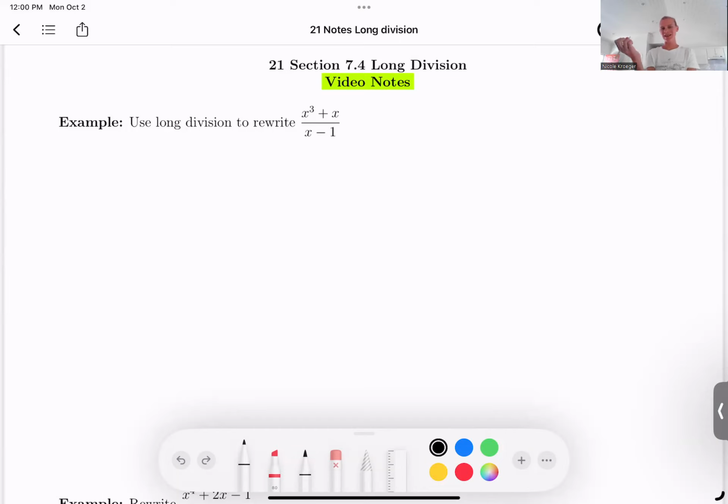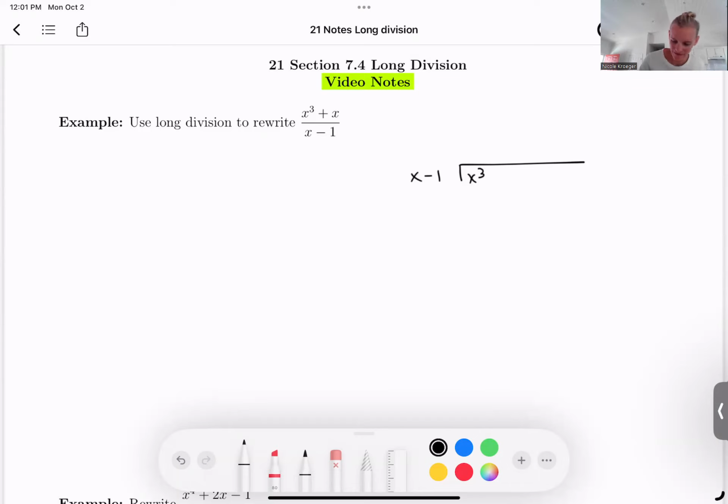Long division works like long division worked in elementary school, or if you've done long division of polynomials, hopefully in a pre-calculus class, then this is going to work the same. If you haven't seen it before, hang on, I'll show you what to do. So we're dividing x cubed plus x by x minus 1. The x minus 1 is going to go on the outside. The x cubed plus x will go inside the division.